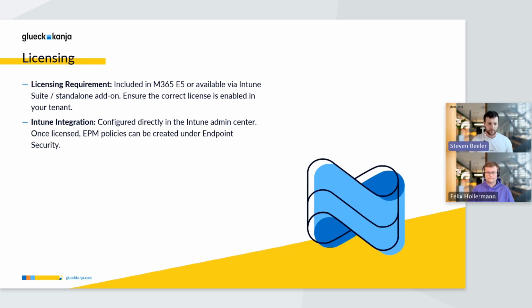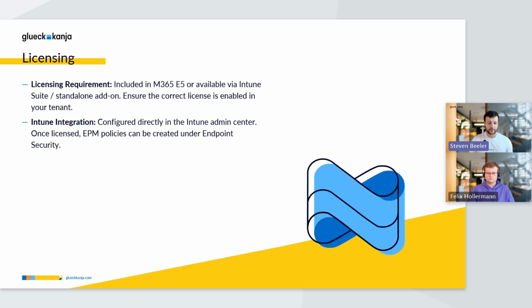So let's get back to EPM. EPM will be included in E5 by July 2026. And if you don't have the E5, as mentioned, if you, for instance, have an E3, you can still get it in the Intune Suite, or of course as a standalone add-on, as you can get it today. And just be sure that you have the correct licenses enabled once you're using it, so you stay in compliance with the regulations of Microsoft licenses.